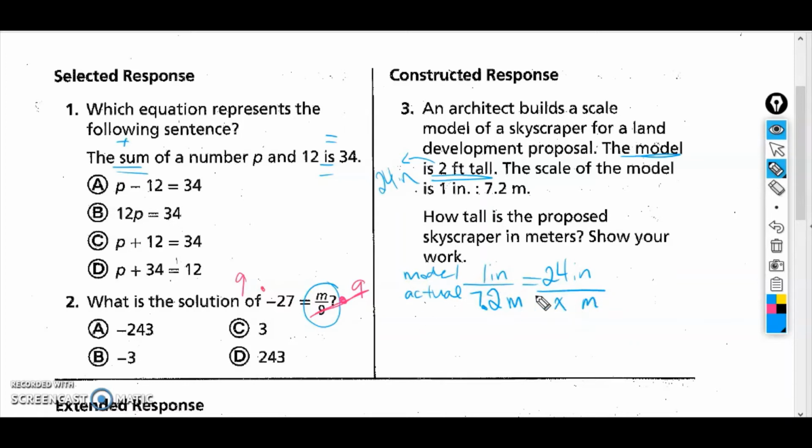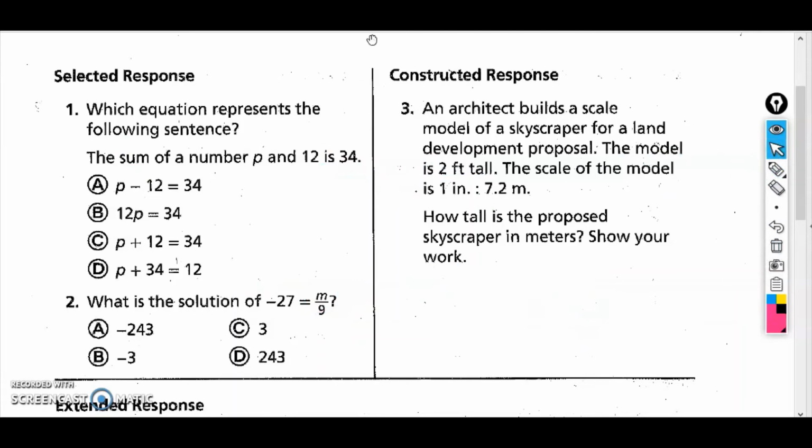So now you have a proportion, a fraction equaling another fraction. Usually when we solve these, we cross multiply. So you would need to do 1 times x equals 7.2 times 24. So we're cross multiplying. This times this should equal this times this. And then you're going to just figure out what the value of x is from this one.